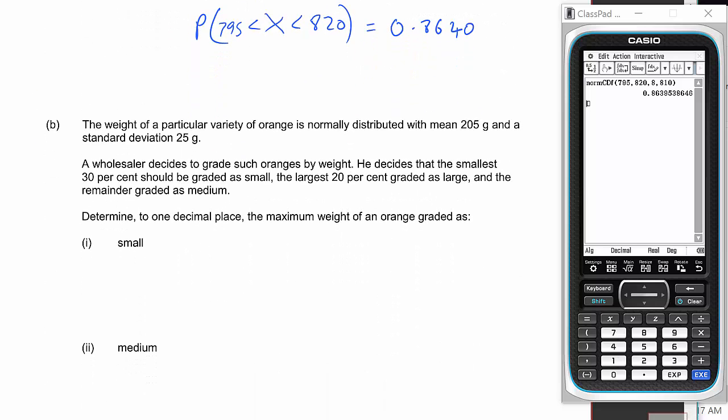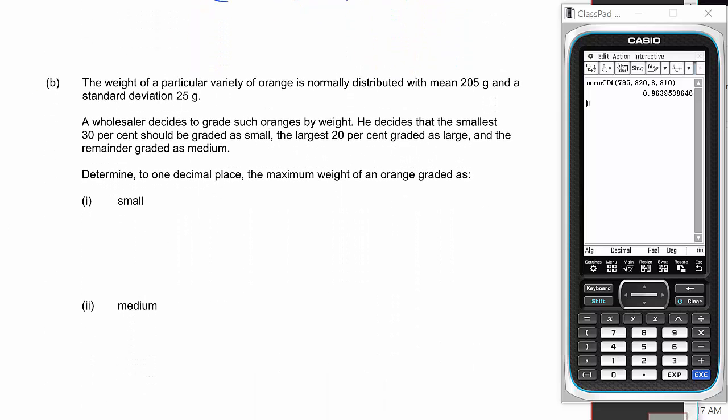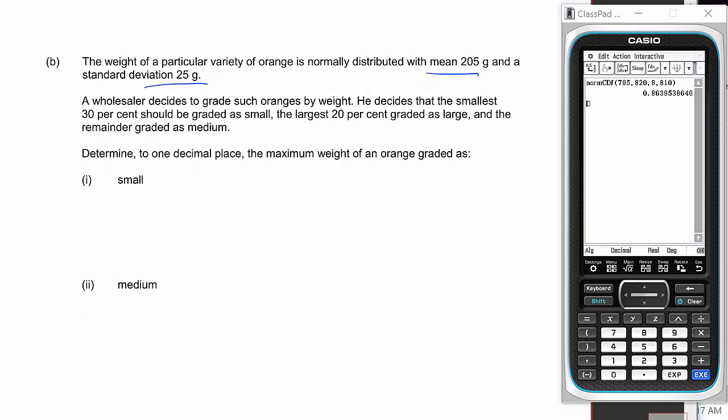So, moving on. The weight of a particular variety of orange is normally distributed with mean 205 and a standard deviation of 25. A wholesaler decides to grade such oranges by weight. He decides that the smallest 30% should be graded as small, the largest 20% graded as large, and the remainder graded as medium. Determine to one decimal place the maximum weight of an orange graded as small and then medium.